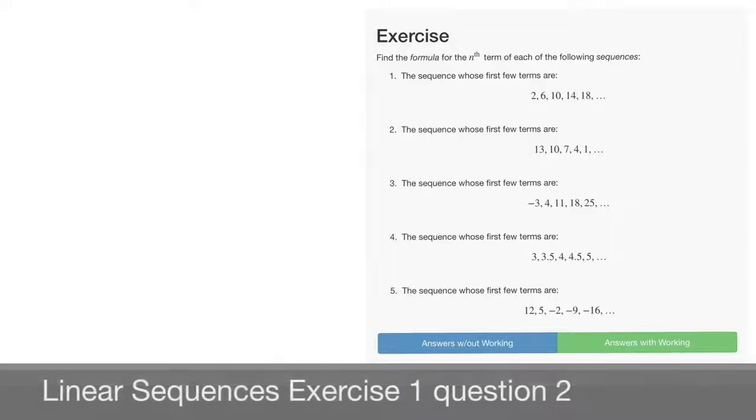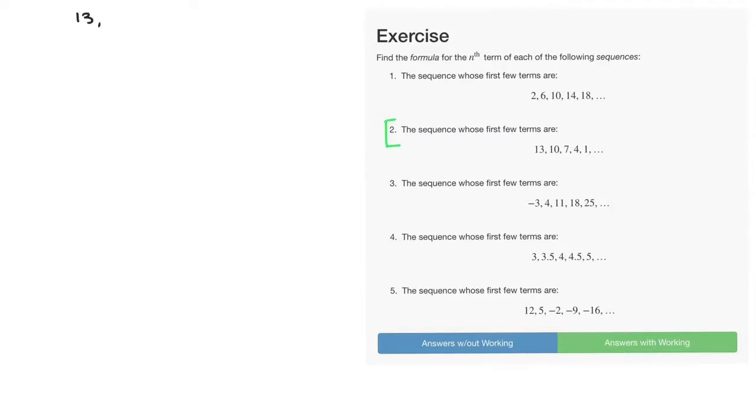We now correct the second question, that's this one right here. And to begin with, I'll just copy out the sequence again. We need to find the formula for the sequence whose first terms are 13, 10, 7, 4, 1, and so on. Now, the first thing we need to do is look at the differences between the terms of this sequence as we go from left to right.